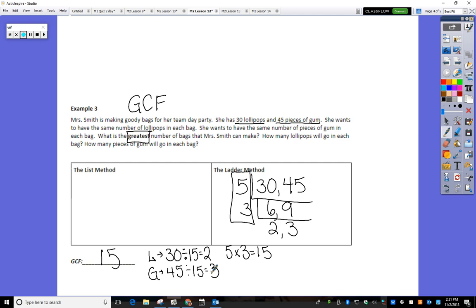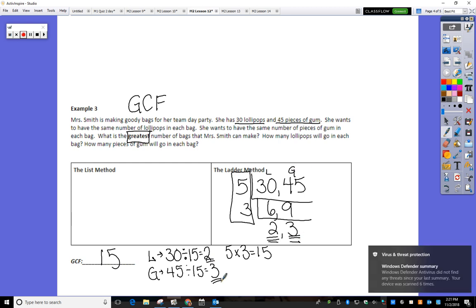Another way to look at this is if you're doing GCF, if you label the lollipops and the gum here, the number at the very bottom underneath each one is your answer to that follow-up question of how many in each. So for lollipops, it ends with 2. Notice the 2 here. With gum, it ends with 3. Notice the 3 here.